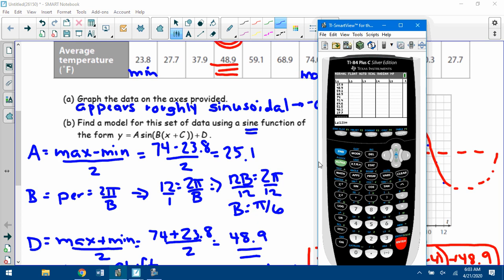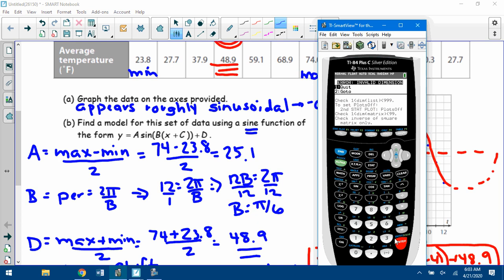Okay, so after that, we always go to Stat, Calc, and here's all of our regressions, and we're looking for something that looks like a sine regression. So way down, and choice C is sine regression. Hit enter. Leave everything as is. Make sure it says L1 and L2, or wherever yours are. You can leave everything else kind of alone. Just hit calculate. This is invalid dimensions.